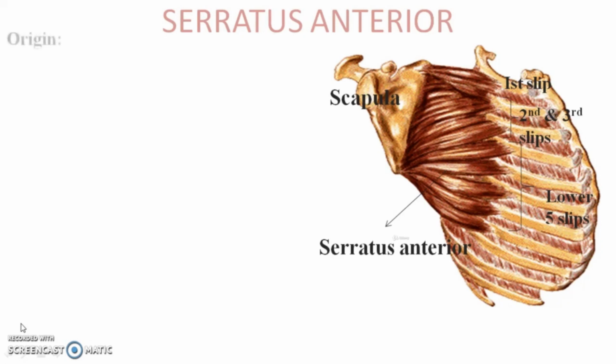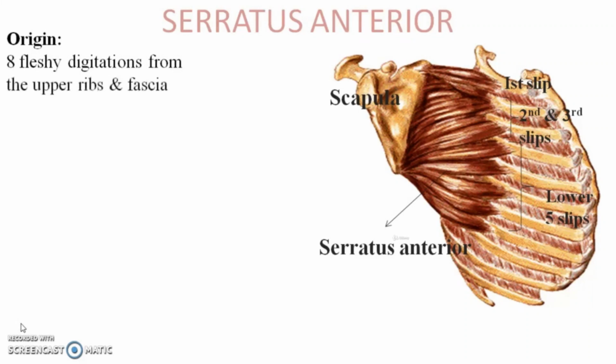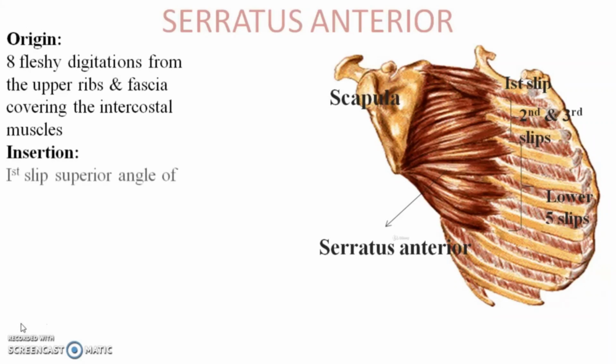Now the origin of this serratus anterior is by means of 8 fleshy digitations coming from the upper ribs and the fascia covering the intercostal muscles. All these fleshy digitations come from the upper ribs and also from the fascia covering the muscles present in the intercostal spaces, and then insert into the medial border of the scapula on the costal surface. You can make out clearly in this picture. We have already seen it, but in this picture also it is very clear.